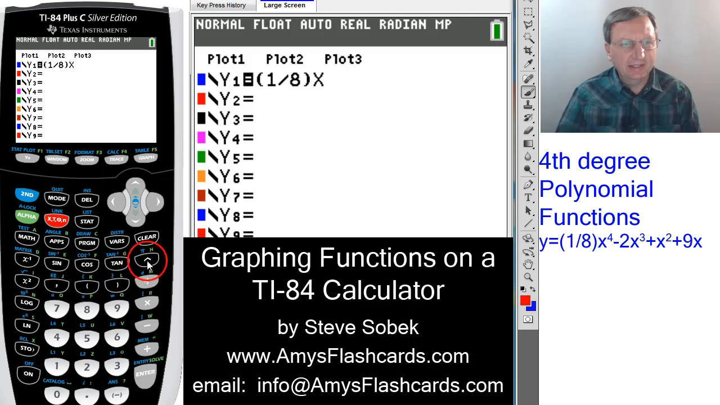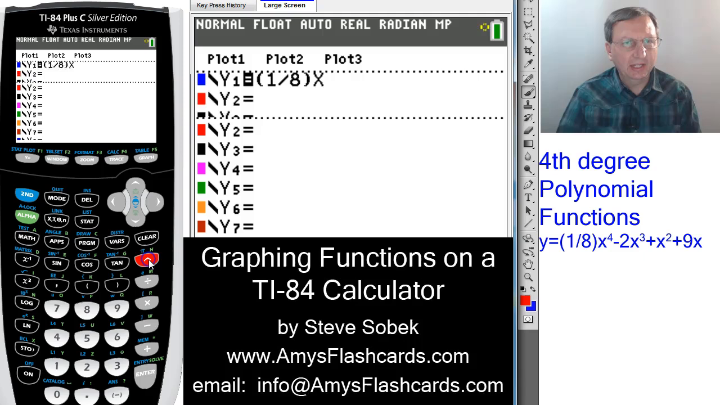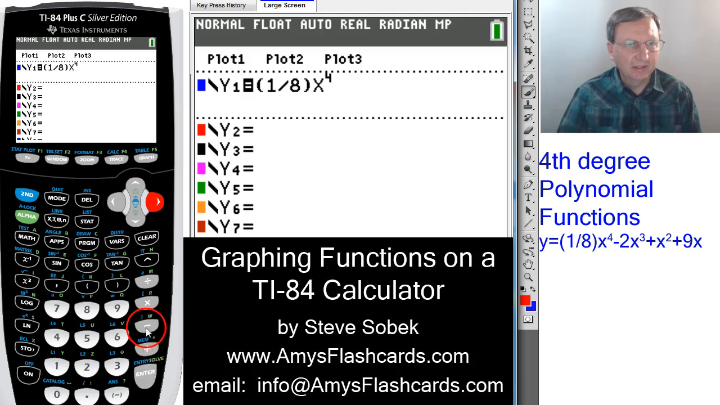It's this caret right here is our ticket for accomplishing that. Click that one time and then type a 4. And then hit the right arrow key to get out of the exponent. And then we can proceed with the rest of this.